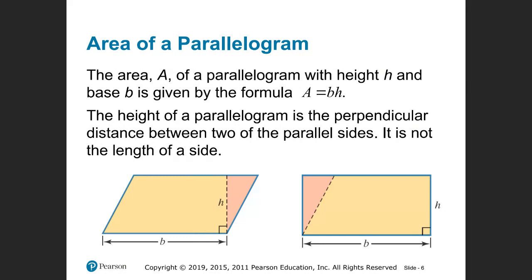Next, the area of a parallelogram. The area, capital A, of a parallelogram with height h and base b is given by the formula A is equal to b times h. The height of a parallelogram is the perpendicular distance between the two parallel lines. It is not the length of a side. So the base is going to be the length of a side, but the height is going to be the perpendicular distance.